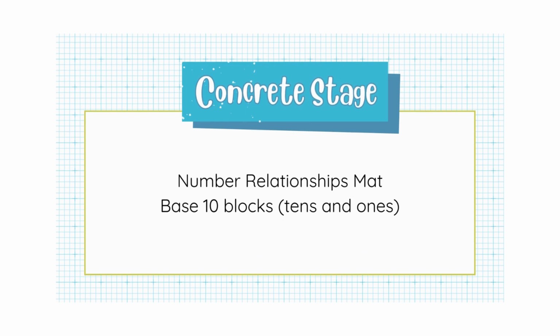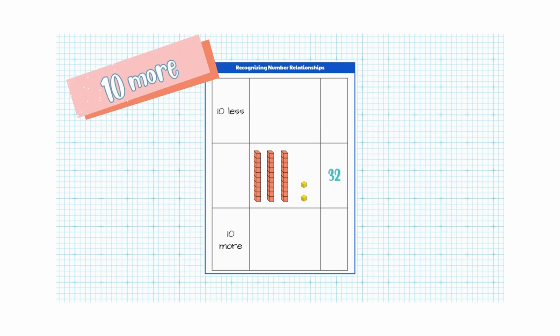During the concrete stage, students will need a number relationships mat and base 10 blocks. The concrete stage will help students understand the difference between increasing by tens and increasing by ones. Utilizing a number relationship mat helps students strengthen their understanding of place value, allowing them to compose and decompose numbers in a guided space. Students can use base 10 blocks during the concrete stage. They begin by composing the given number.